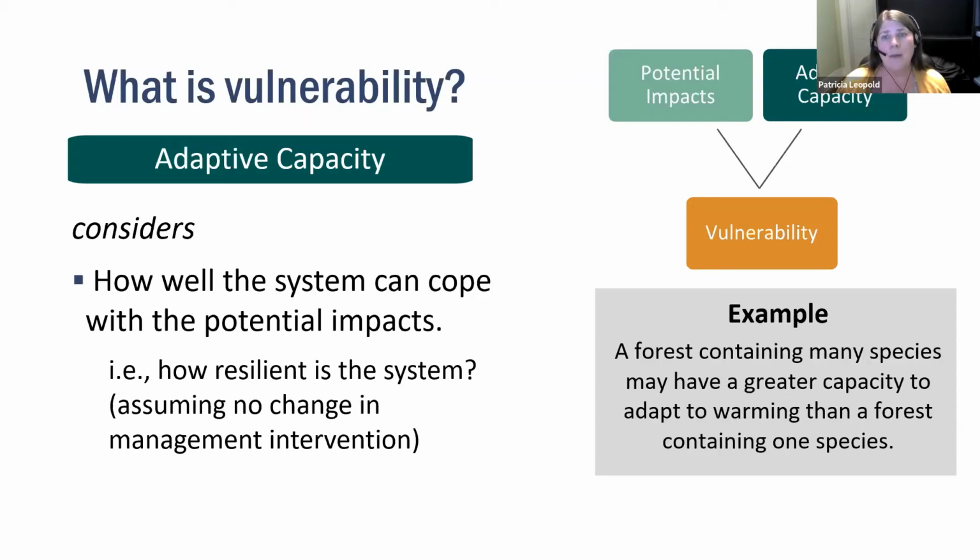And so one example of adaptive capacity is a forest that is composed of many tree species. It's more likely to persist than a forest that contains only 1 or 2 tree species, because not all tree species will be affected in the same way. And if one of them fails, then there are still others in that same community that could persist and keep the forest largely intact with the same identity that it had prior to the disturbance.